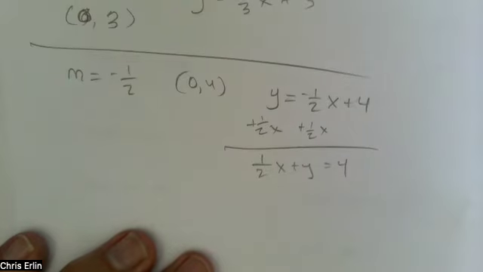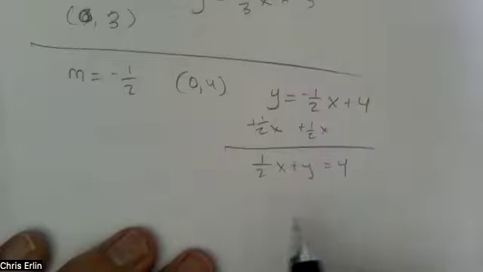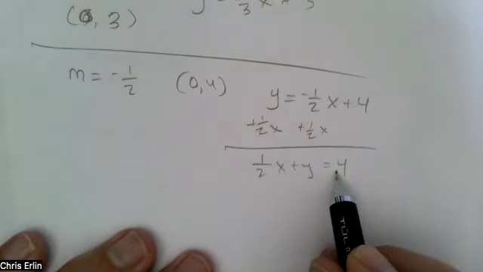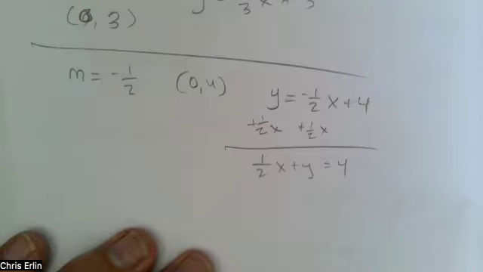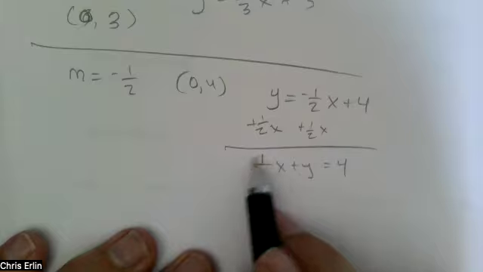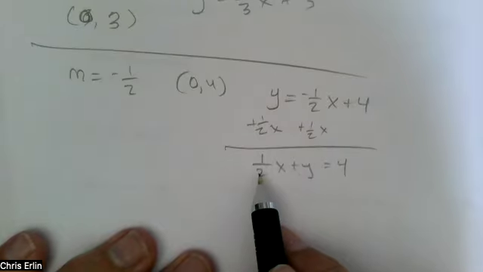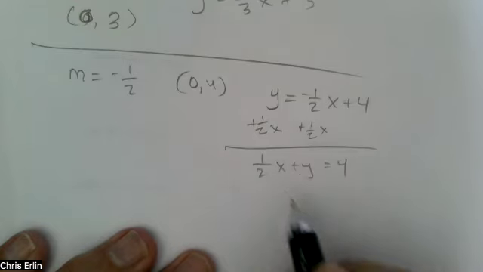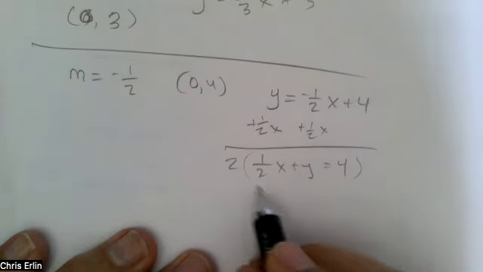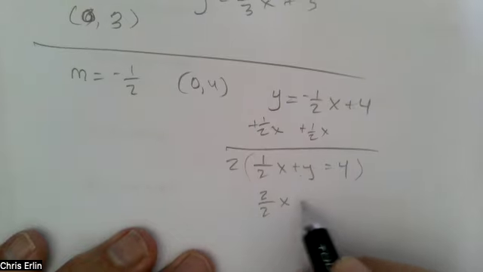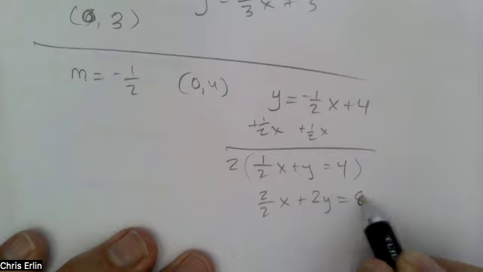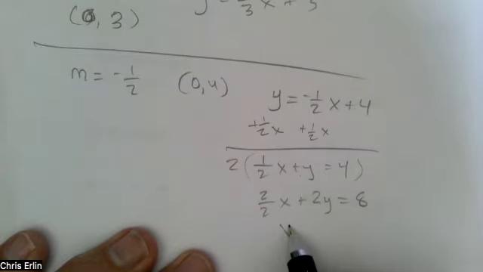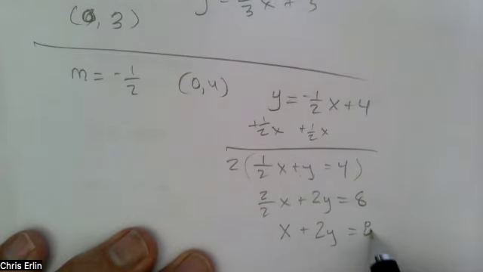Is that standard form? Trick question. In standard form, we expect a, b, and c, the coefficients of each of these, to be whole numbers. We don't leave them as fractions. So how could I change this so that instead of this being a fraction, it's a whole number? Multiply everything through by 2. Busting that fraction. So if I do 2 times everything, I get 2 over 2x plus 2y equals 8. 2 over 2 is really 1x plus 2y equals 8.